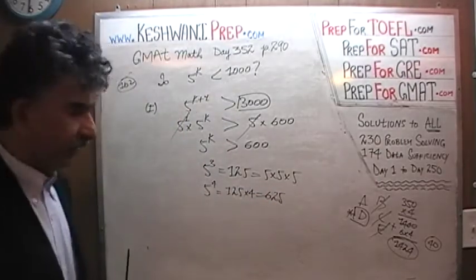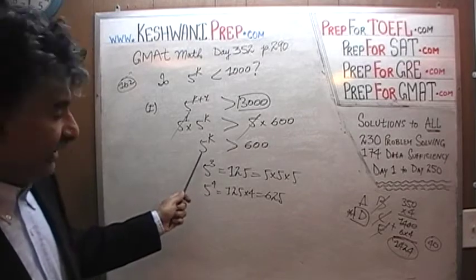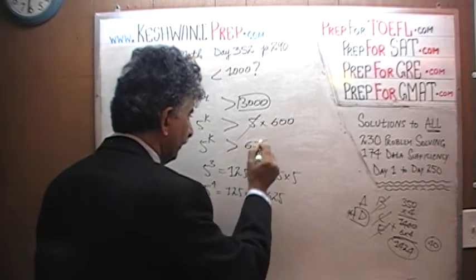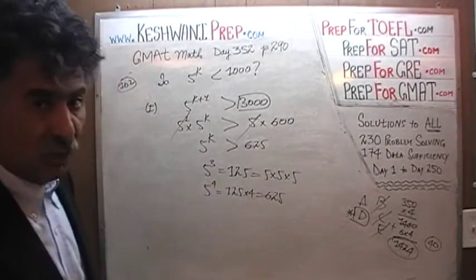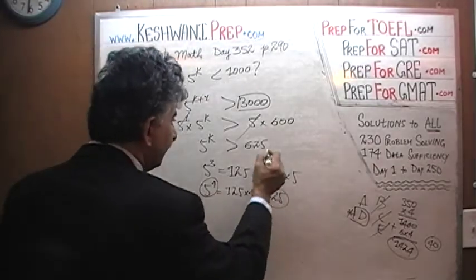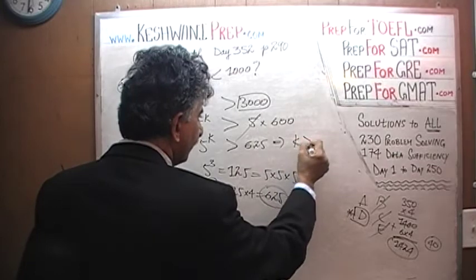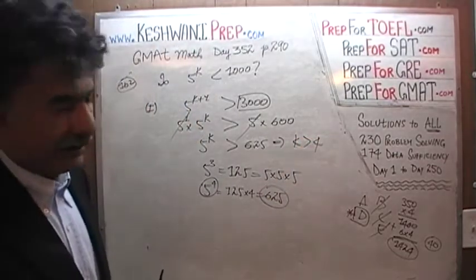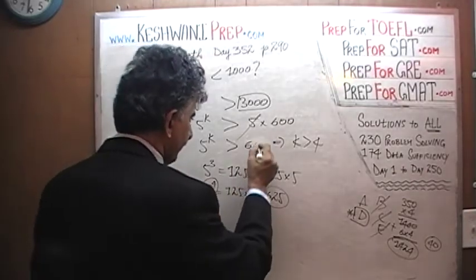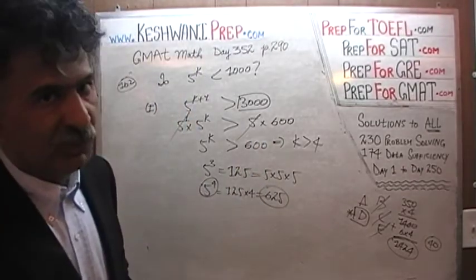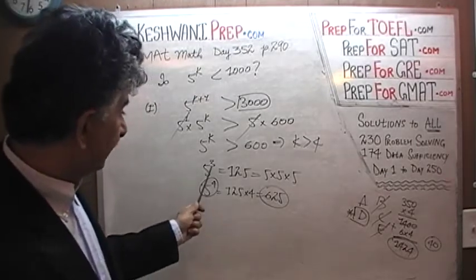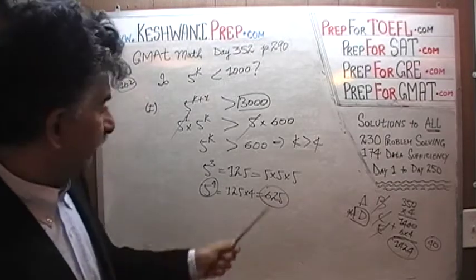If we had been told that 5 raised to k is more than 625, and we know that 625 is 5 raised to 4, this would have implied that k is more than 4. But that is not the case. All we know is that 5 raised to k is more than 600. It's not 625, it's more than 600. So we cannot say for sure that k is more than 4, but we do know for a fact that it has to be more than 3, because 5 raised to 3 is simply 125, and we have 600.